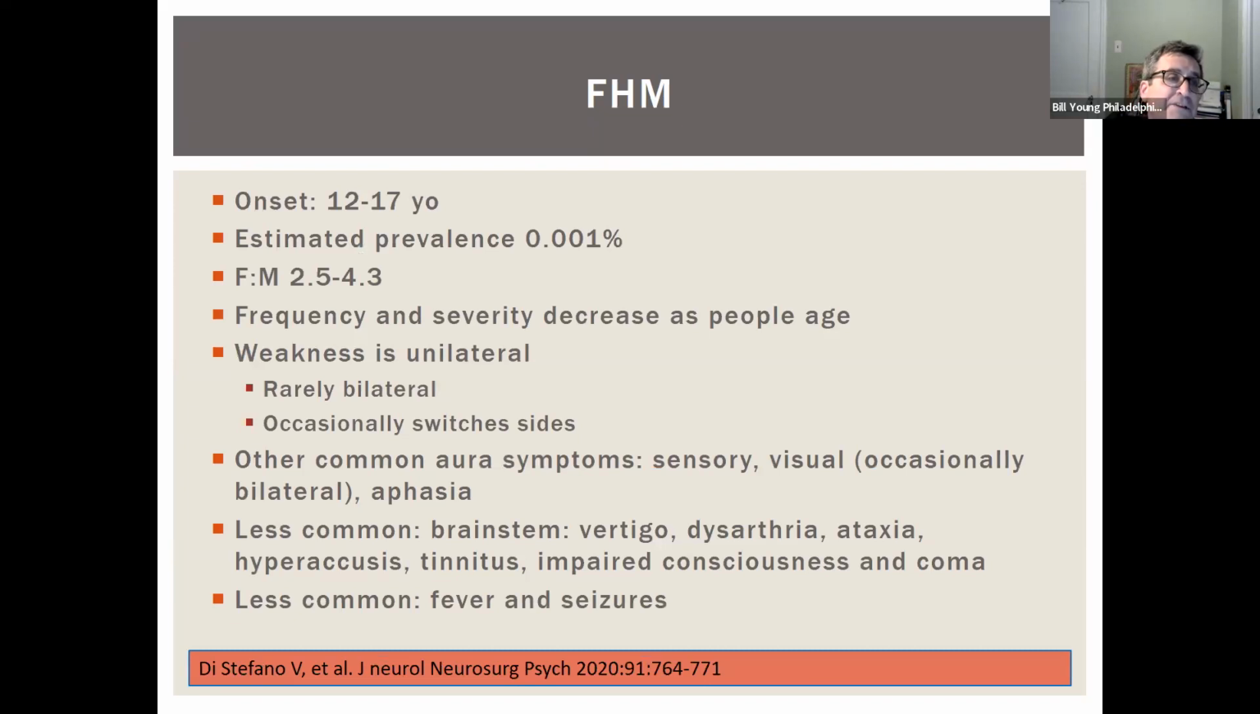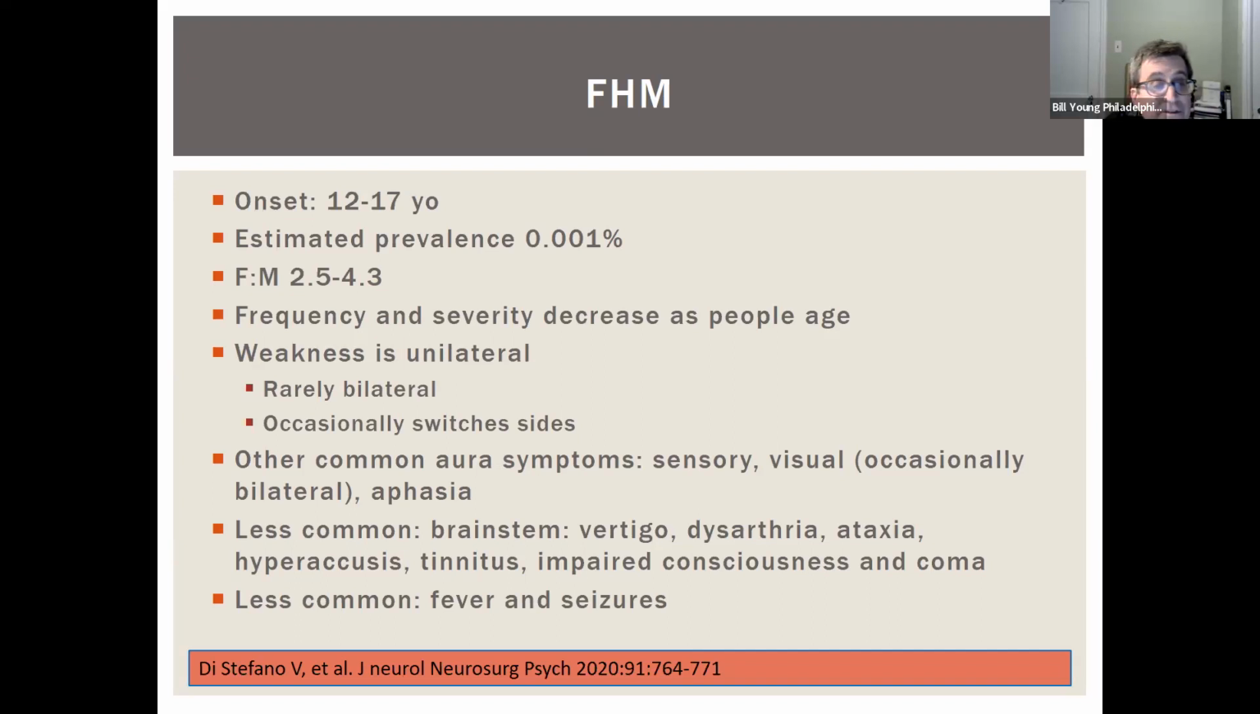So familial hemiplegic migraine typically starts in adolescence, 12 to 17 years old. It's very rare. Girls and women are more affected than men. It's migraine after all. Its frequency and severity get better as you get older. The weakness is on one side, and it's very rare to have bilateral weakness. Occasionally it'll switch sides. You'll have one attack where one side is weak, and then the next time it's on the other side.